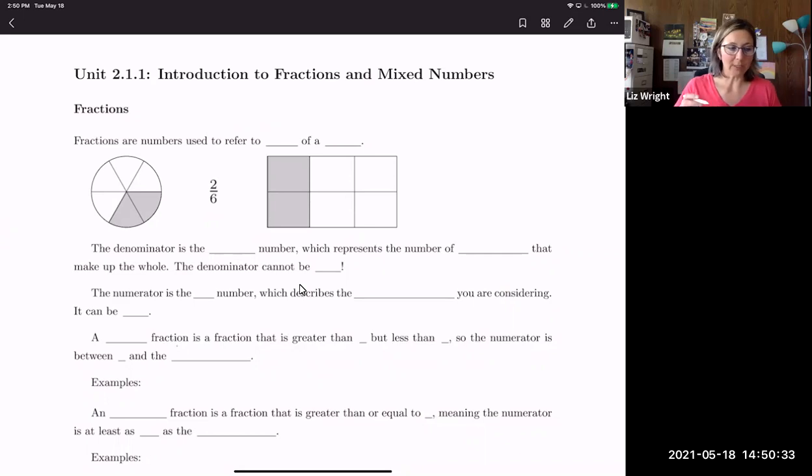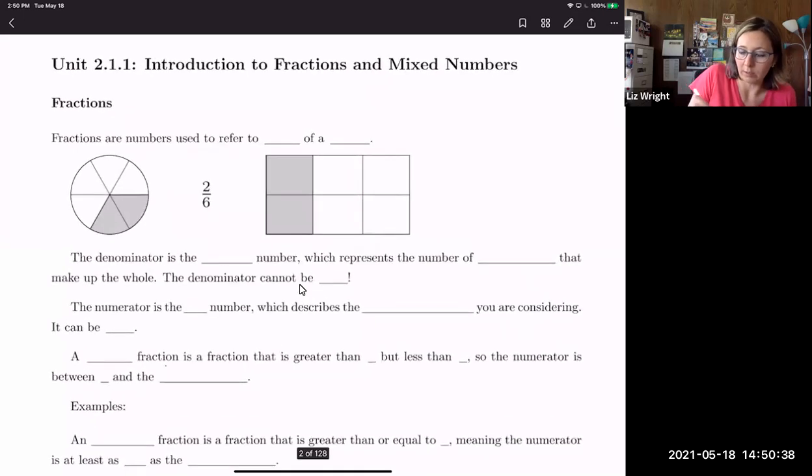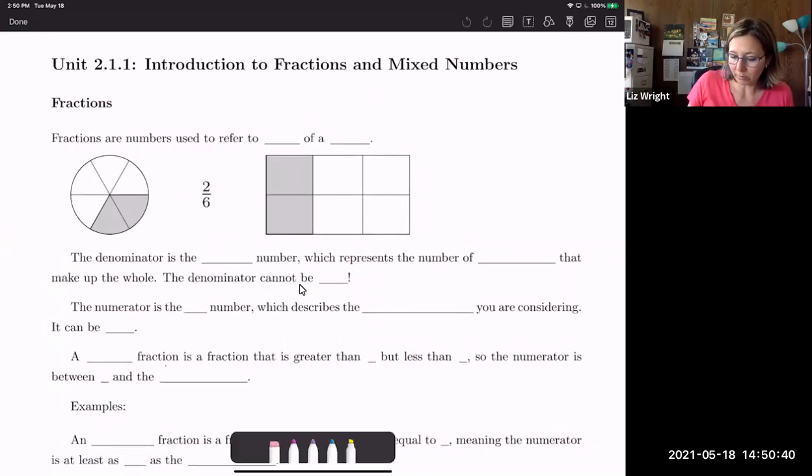So fractions are numbers that are used to refer to parts of a whole. Let me get my pen tool ready. Parts of a whole. I am so sorry, my handwriting normally looks really terrible on this, but you're going to be fine. I'll be saying it too. So parts of a whole.